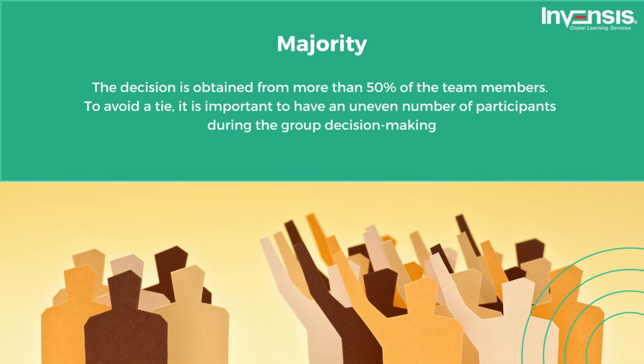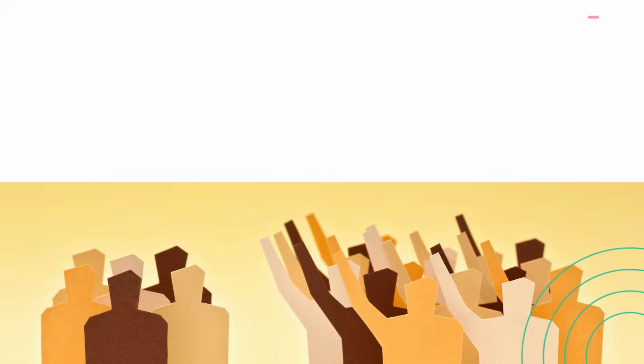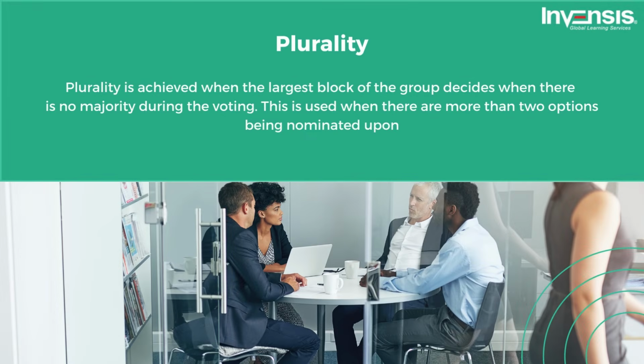Second technique is majority. The decision is obtained from more than 50% of the team members. To avoid a tie, it is important to have an uneven number of participants during the group decision-making. Third technique is plurality. Plurality is achieved when the largest block of the group decides when there is no majority during the voting. This is used when there are more than two options being nominated upon.